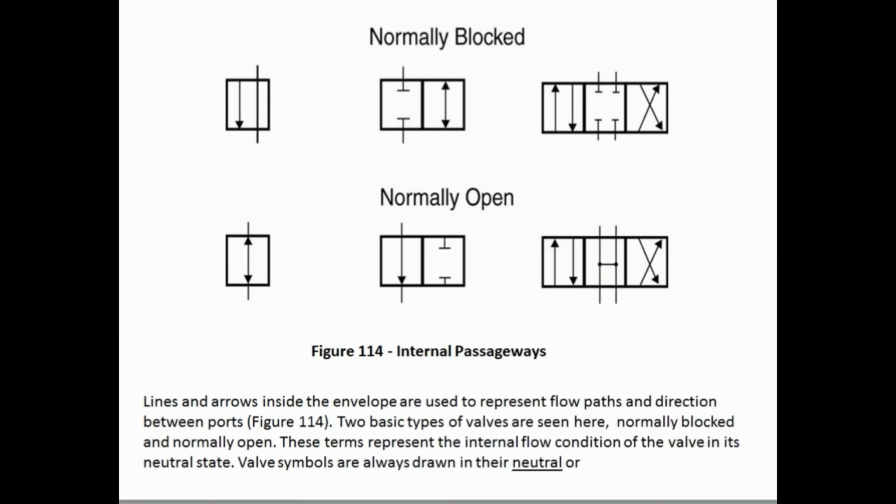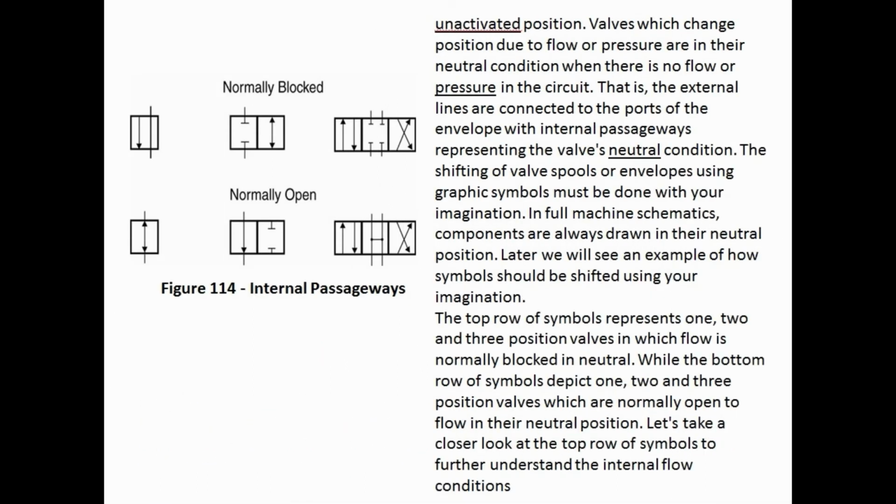Normally blocked. Lines and arrows inside the envelope are used to represent flow paths and direction between ports. Figure 114. 2 basic types of valves are seen here, normally blocked and normally open. These terms represent the internal flow condition of the valve in its neutral state. Valve symbols are always drawn in their neutral or unactivated position.